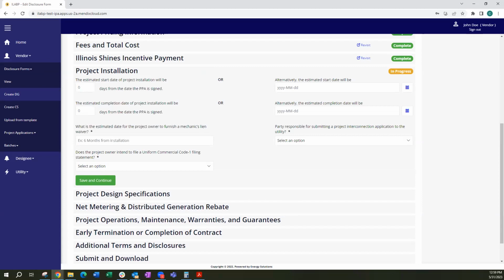Section 6, project installation. This section covers project installation timing. The project installation timing can be estimated. Please provide either the estimated date or the days from when the contract is signed.